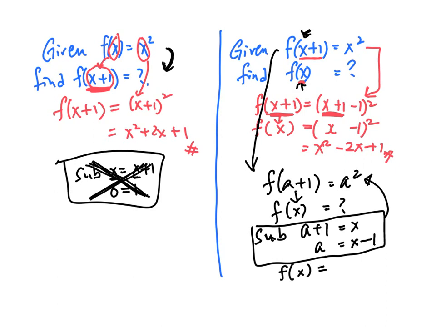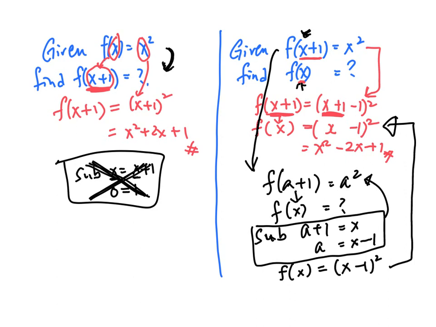Knowing this, you can solve the equation. So you will have f(x) equals x minus 1 squared, which is the same as this one.